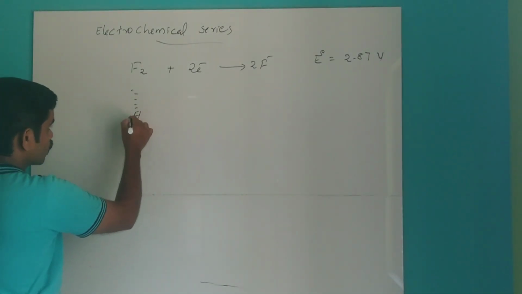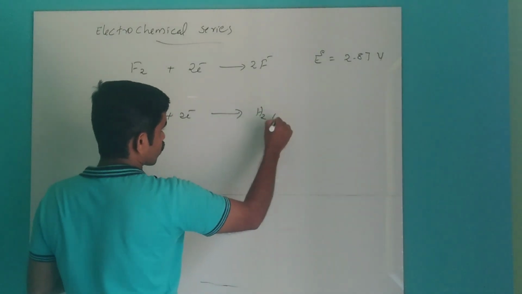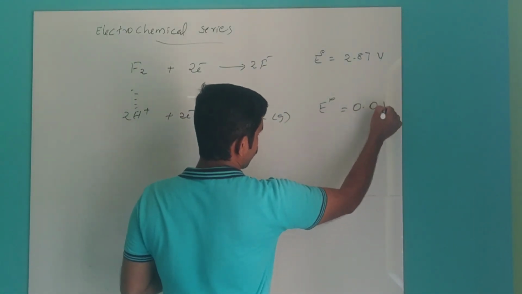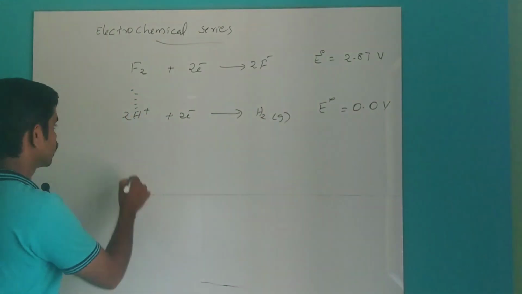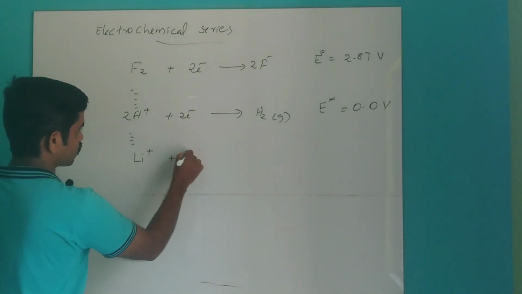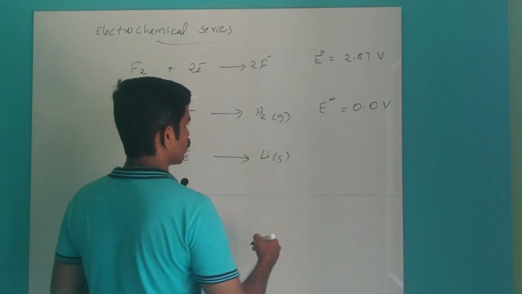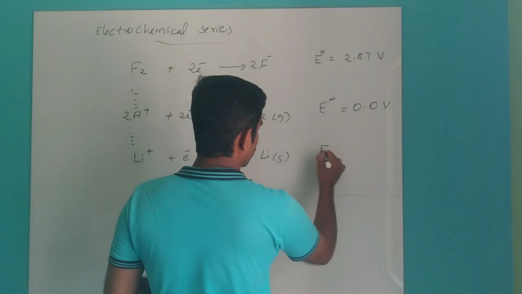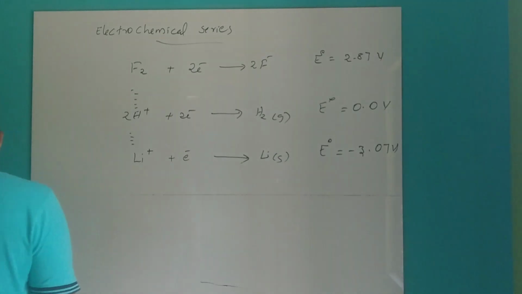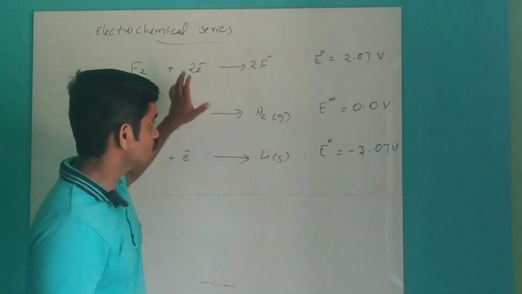Then H2: 2H plus will accept 2 electrons to form H2 gas. Its standard electrode potential is equal to 0.0 volt. Okay, 0 volt only. Then at the last you can see Li. Li plus will accept one electron to form lithium solid, right? And E0 value is equal to minus 3.07 volt. Yes. So, what is the meaning?